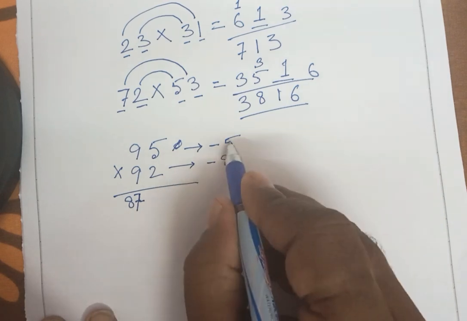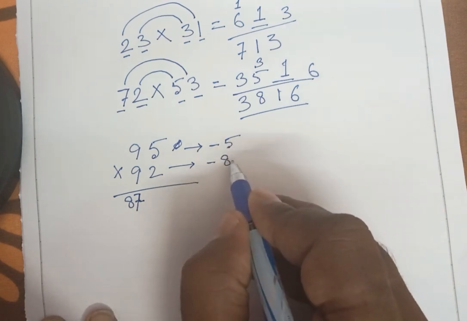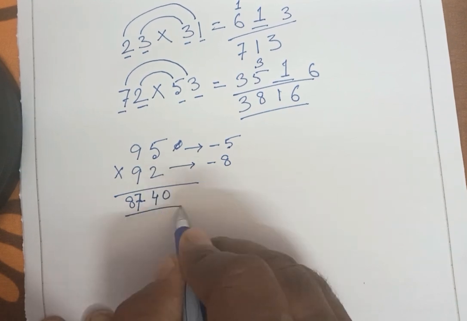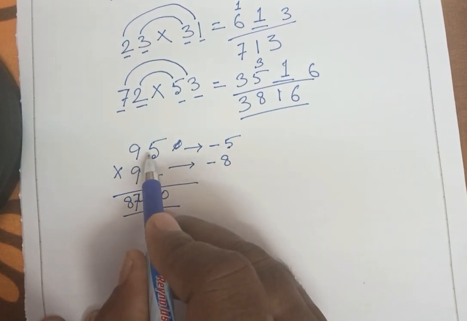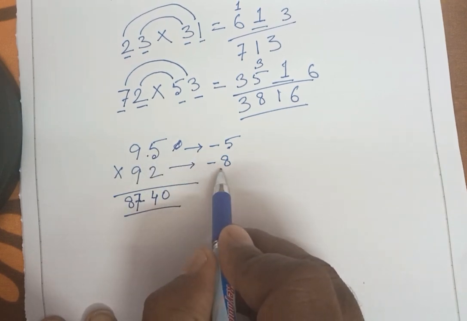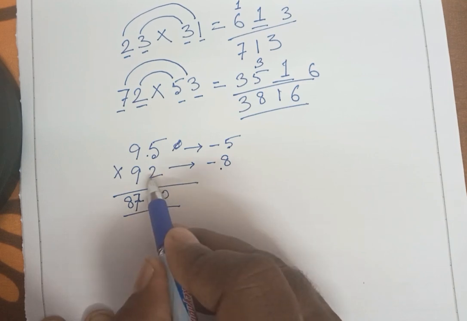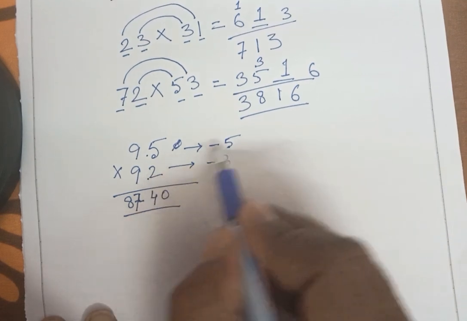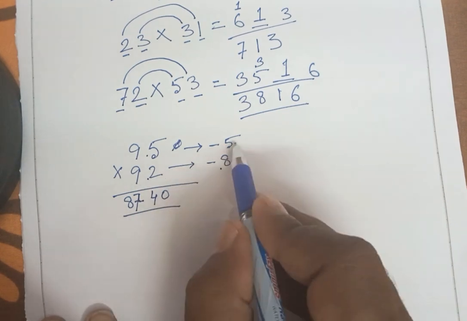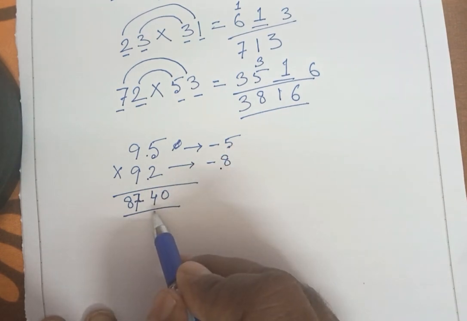Okay, now just multiply these two, minus 5 and minus 8, it will be plus 40. So this is the answer. Now if you add 95 plus minus 8, then it will be 87, or you may do 92 minus 5. In both cases, you will get 87 here, and then if you multiply, then this is the answer.